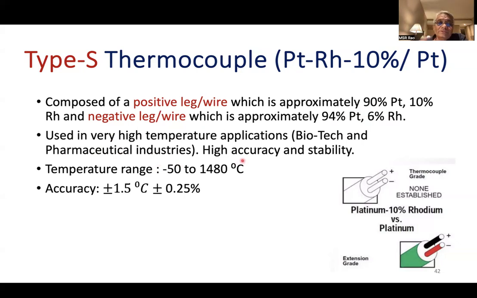Biotech and pharmaceutical industries require high temperature heating. There's a lot of chemical environment, and you don't want the thermocouple to chemically react with the gases that evolve during the process. Platinum and rhodium are two corrosion resistant elements which are very stable in different gas environments. Temperature range is from minus 50 degrees centigrade to 1480 degrees centigrade, and that's the accuracy.